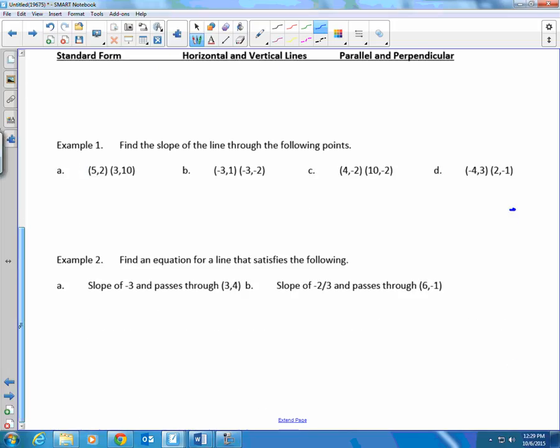Now, let's find slope. Letter A. Y sub 2. This is my second point. This is my first point. Y sub 2 would be 10 minus 2 over 3 minus 5. 8 over negative 2 is negative 4. You do B, C, and D. Go.